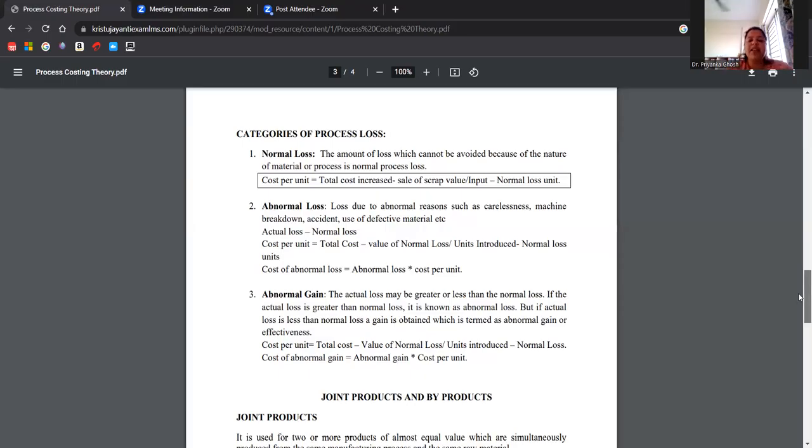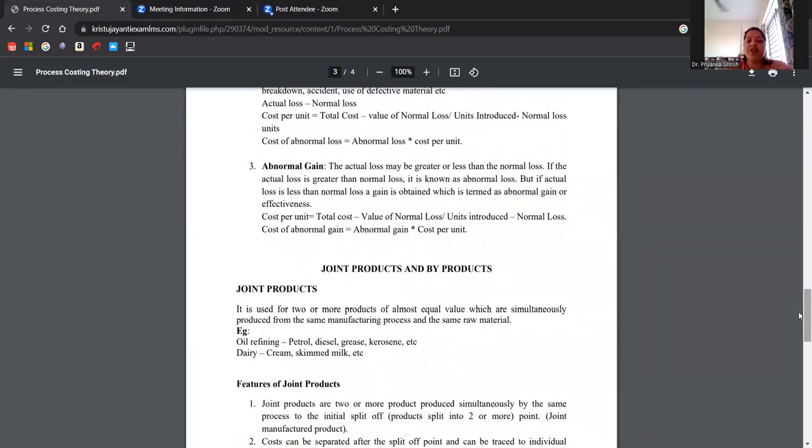What is abnormal gain? The actual loss sometimes may be greater or less than the normal loss. If the actual loss is greater than the normal loss, it is known as abnormal loss. But if the actual loss is less than the normal loss, then it creates a gain. How to calculate that? It is the same way. First, we calculate the cost per unit. The formula is total cost minus the value of normal loss, divided by units manufactured minus normal loss in units. From that formula, we get the cost per unit, and just like abnormal loss, we multiply this cost per unit by the abnormal gain units, and we get the abnormal gain.